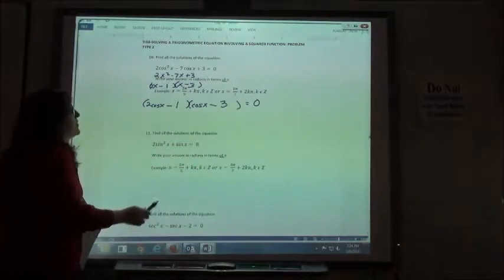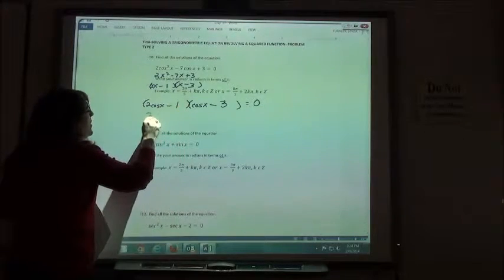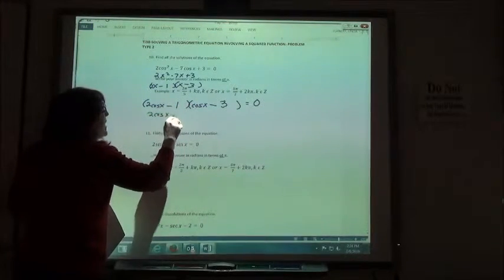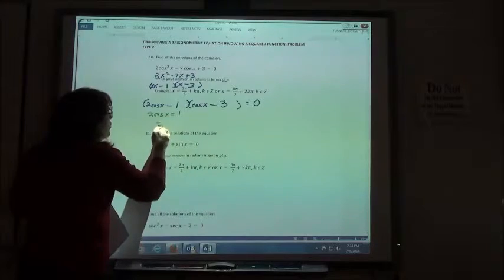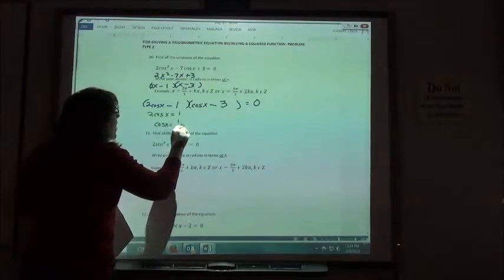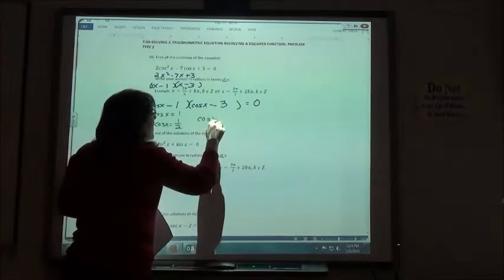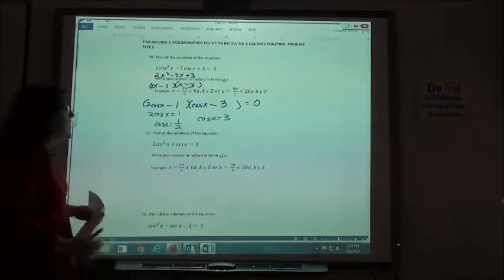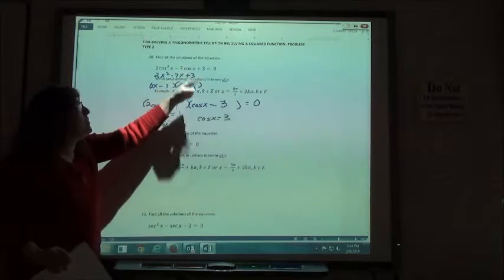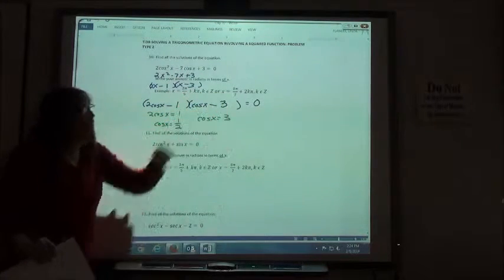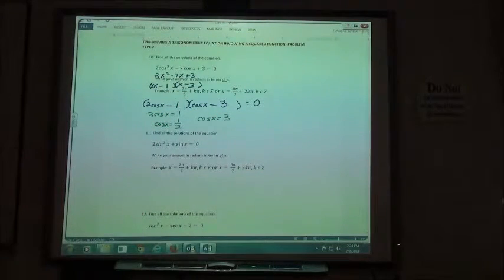Just to save myself some space, I need to move my 1 over. So 2 cosine of x would equal 1. Divide by my 2, so cosine of x would equal 1/2. Here I'm just going to move my 3 over, so cosine of x equals 3. Now again on these ones, we're not doing it between the interval. We're going to add the 2k pi on the end unless we can combine it and shorten it up.